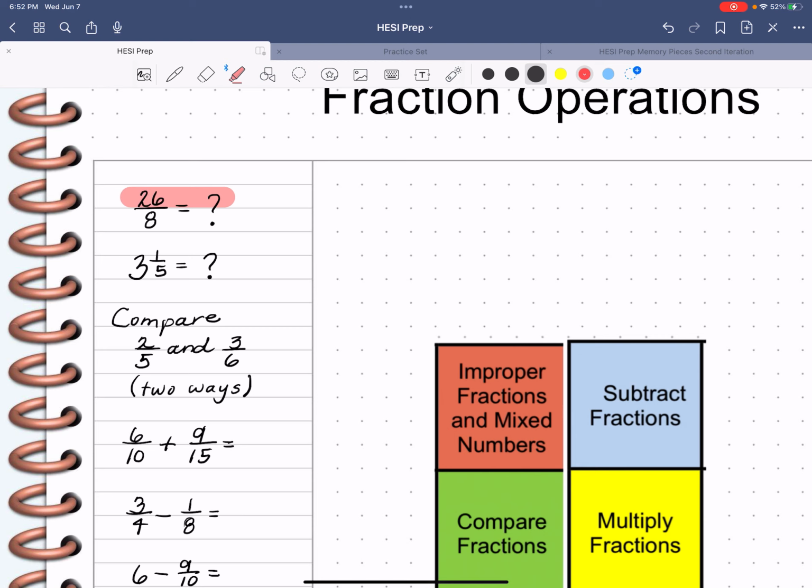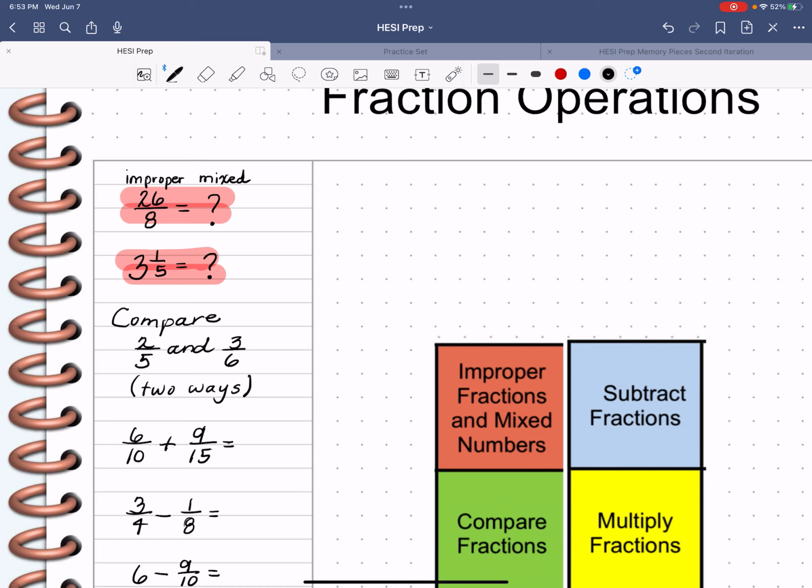This is an improper fraction. This is a mixed number. So we're going to convert, first of all, this improper to mixed. So if you go ahead and open that red door, it's going to tell you how to do that. If you're going from improper to mixed, you're breaking down. You're going to divide, subtract, and reduce.